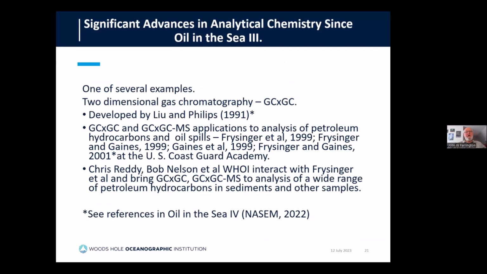So, first example, 2-dimensional gas chromatography, or GCxGC, developed by Liu and Phillips in 1991. All of the references that I'm mentioning here are referenced in the report. From that, there were a number of people involved, but particularly significant advances in GCMS applications to analysis of petroleum hydrocarbons and oil spills by Frysinger et al., Frysinger and Gaines, Gaines et al. All of this centered at the U.S. Coast Guard Academy, in the faculty and research groups there.